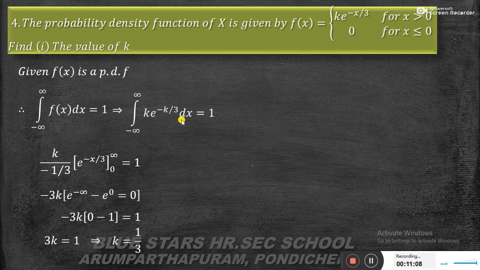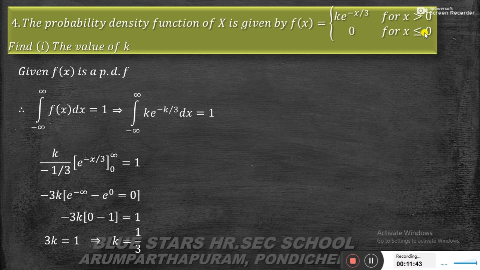So here dx equal to 1 means x will come. Therefore k is a constant, I write it outside, and integration of exponential means e power minus x by 3 divided by minus 1 by 3, because the x coefficient is minus 1 by 3, I divide by that. So I write the constant outside, k by minus 1 by 3 into e power minus x by 3. I substitute the limit. Here minus infinity to plus infinity, I write it as minus infinity to 0 plus 0 to infinity.